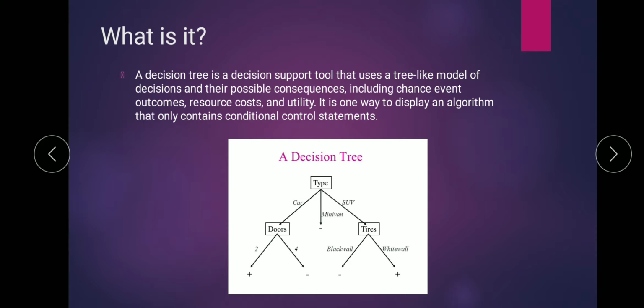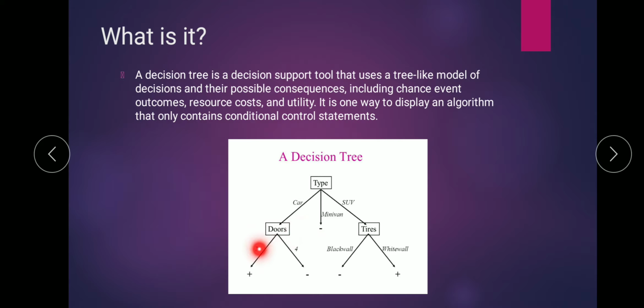So it's one way to display an algorithm that only contains conditional control statements. So we'll take an example of this decision tree here. Say you want to buy a car, so what is going to be the type? Is it going to be a car, a minivan, or an SUV? A minivan is a negative.